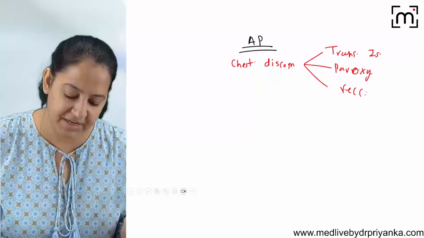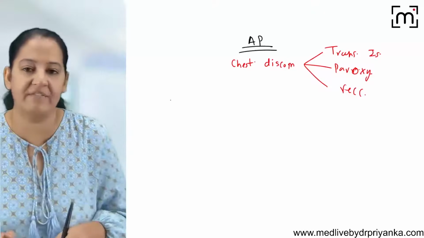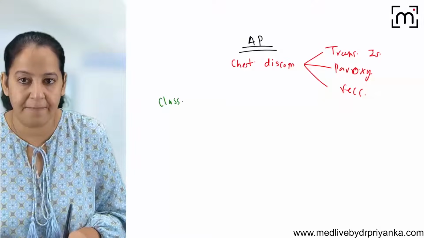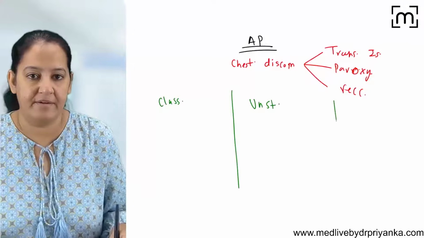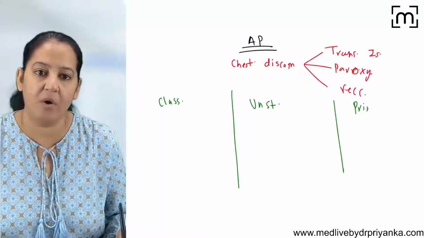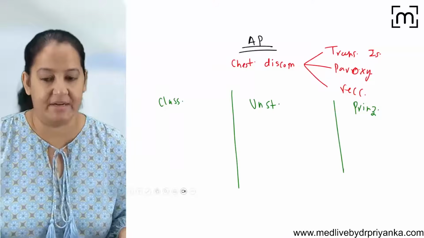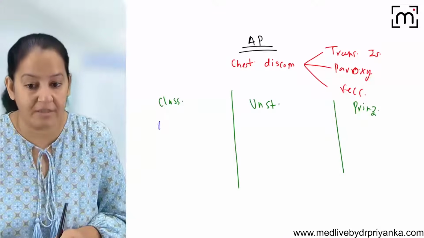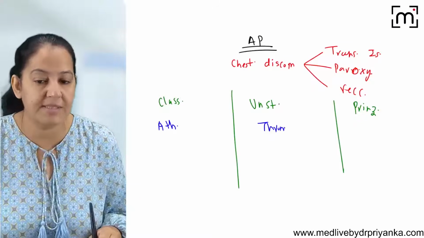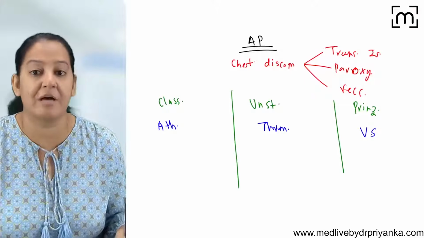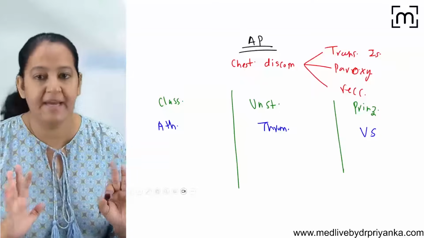Now there are three types of angina we have seen. What are the three types? Classical angina, also known as stable angina, unstable angina, and the third one is Prinzmetal angina, also known as variant angina. So what is the cause of obstruction? Here the cause of obstruction is atherosclerosis. Here the cause of obstruction is thrombosis. And here the cause of the obstruction is vasospasm in the coronary artery. All three things in the coronary artery.